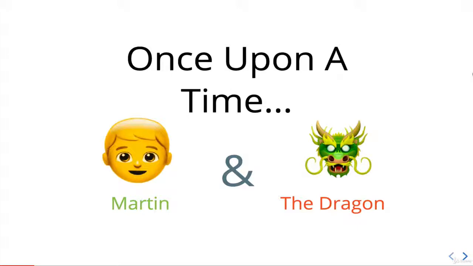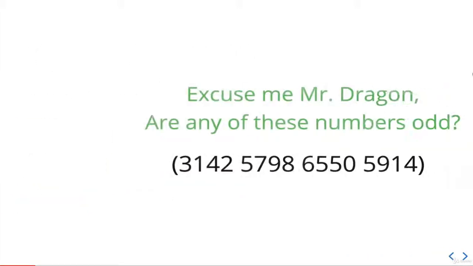So one day, Martin is talking to some wizard, and this wizard gives him a task. The wizard says, I need you to go talk to the dragon, and I'm going to give you a list of numbers, and I need you to come back and tell me if any of the numbers on that list are odd. They didn't have computers, and for some reason they were unable to do this on their own. They needed the help of the dragon.